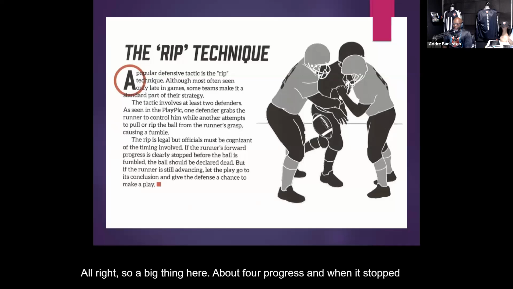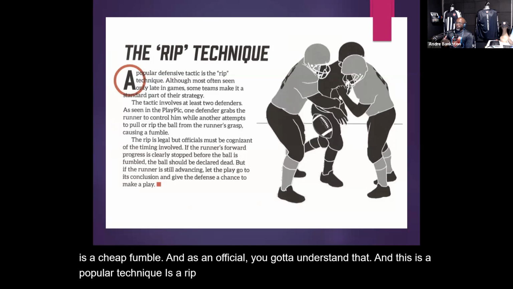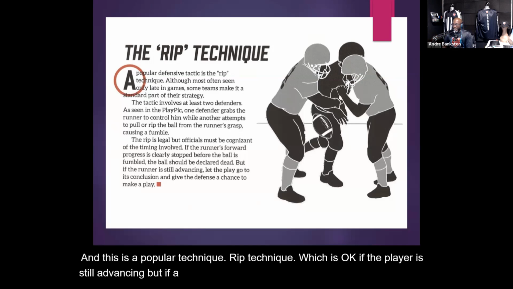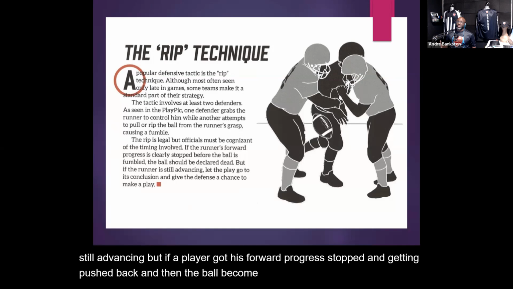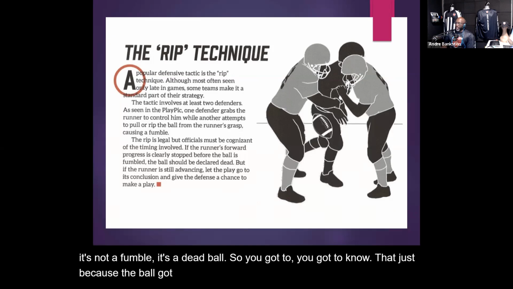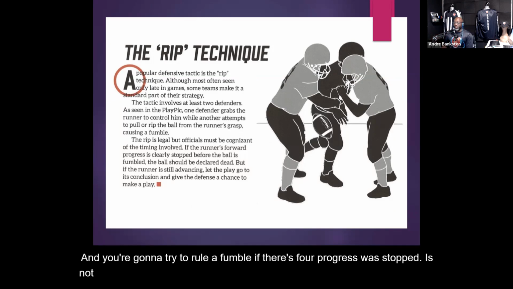All right. So a big thing here is forward progress and when it's stopped. What we don't want to happen is a cheap fumble. As an official, you have to understand this: a popular technique is a rip technique, which is okay if the player is still advancing. But if a player has his forward progress stopped and is getting pushed back, and then the ball becomes loose, it's not a fumble. It's a dead ball. So you have to know that just because the ball got ripped out and you're going to try to rule a fumble, if his forward progress was stopped, it's not a fumble. It's dead. If he's still moving forward and then it comes out, then you have your fumble.